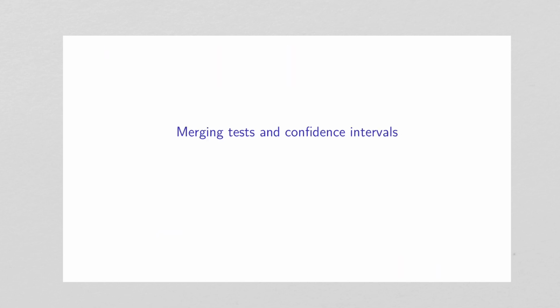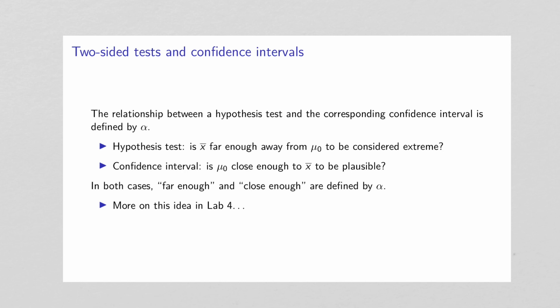Now, merging tests and confidence intervals. The relationship between a hypothesis test and the corresponding confidence interval is defined by alpha. Your hypothesis test asks whether X bar, the average of the sample, is far enough away from mu to be considered extreme. Your confidence interval asks whether mu is close enough to X bar to be plausible. In both cases, far enough and close enough are defined by alpha. Again, we talked about this.